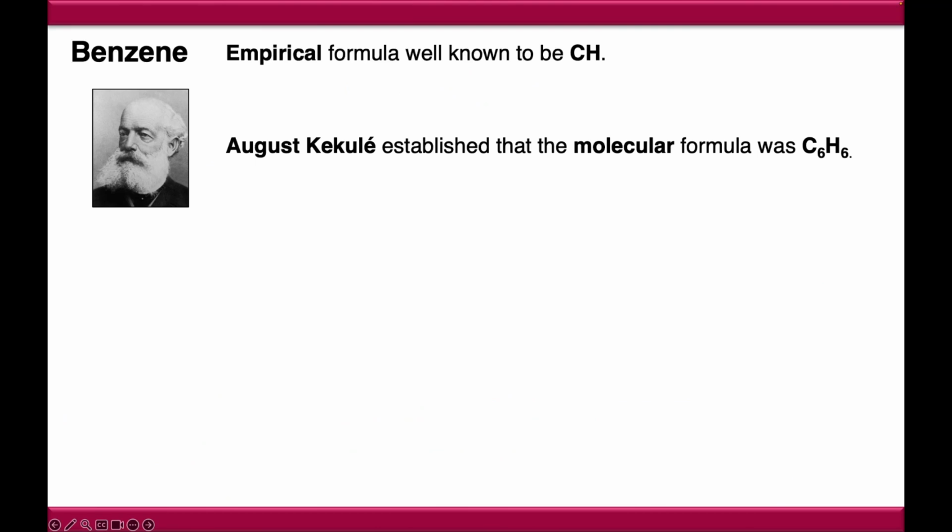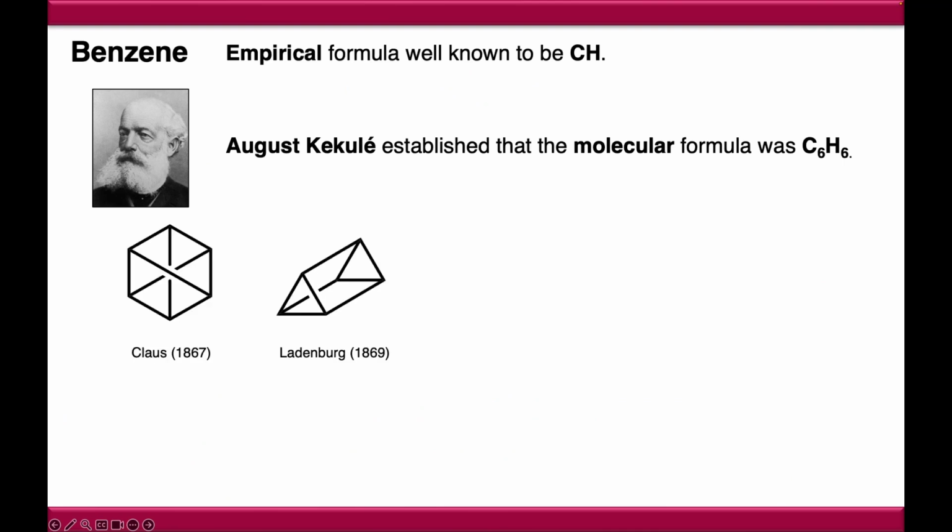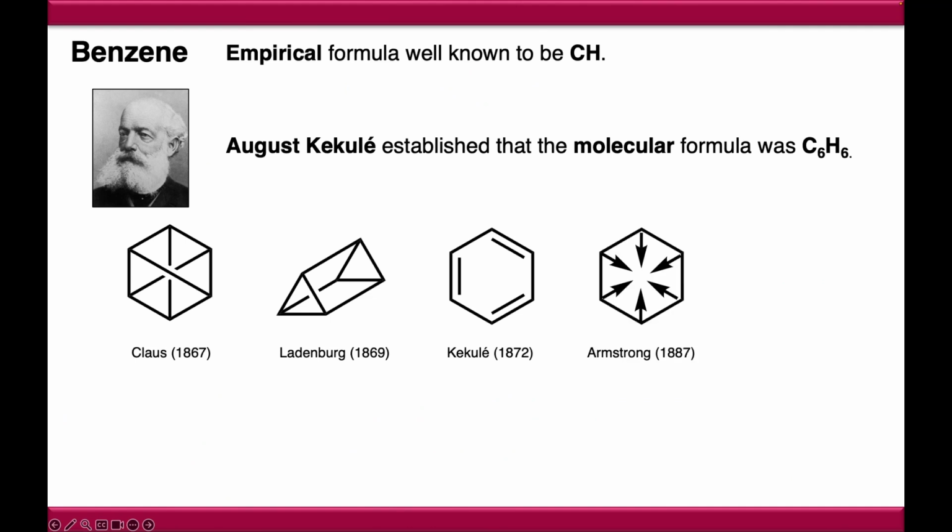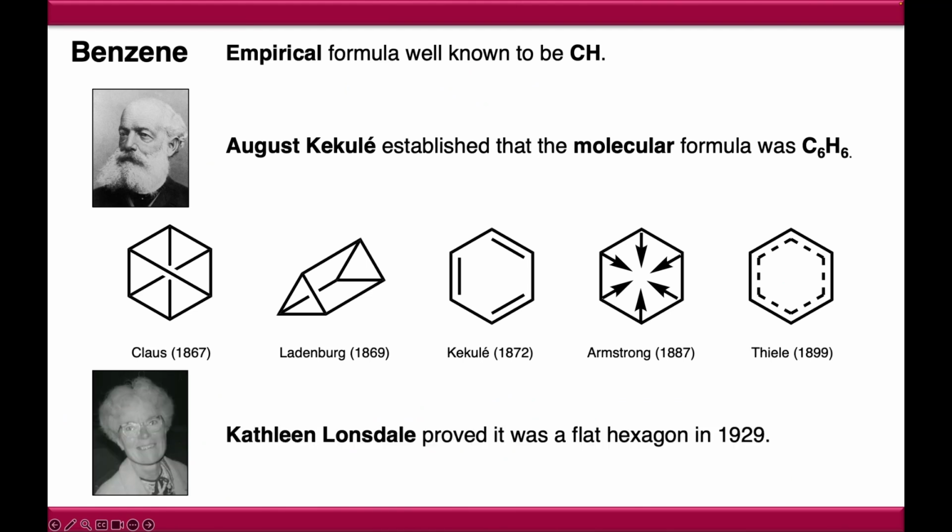What happened then was basically people really struggled to explain the structure, and it was based on how benzene behaved in its reactivity, which we'll come on to in a second. So we ended up with a lot of very, very strange molecular structures here, which had to incorporate some interesting new uses of different types of nomenclature. But eventually, Kathleen Lonsdale was a crystallographer who proved that it was a flat hexagon in 1929.